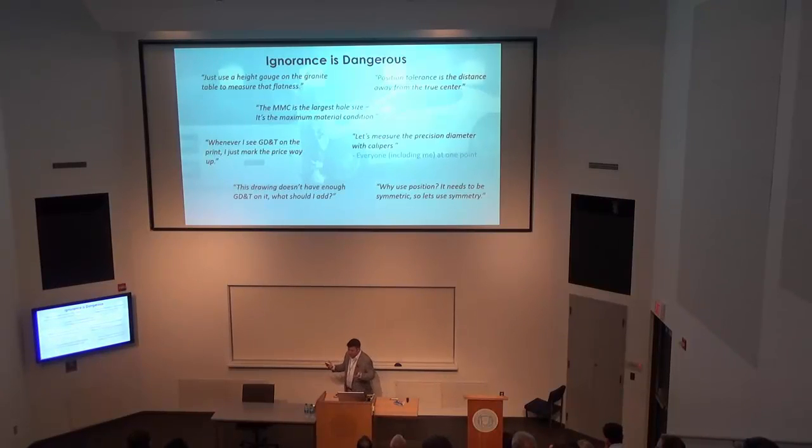And then last but not least, this drawing doesn't have enough GD&T on it. What do I need to add? I get this all the time in our course forums. They show me a print, they say, hey, I've got this drawn up, I've got everything controlled, but I don't have enough symbols. How do I add more symbols? Should I add some flatness here? And it's just like, if there's any one thing you remember, only what is functionally necessary, okay?